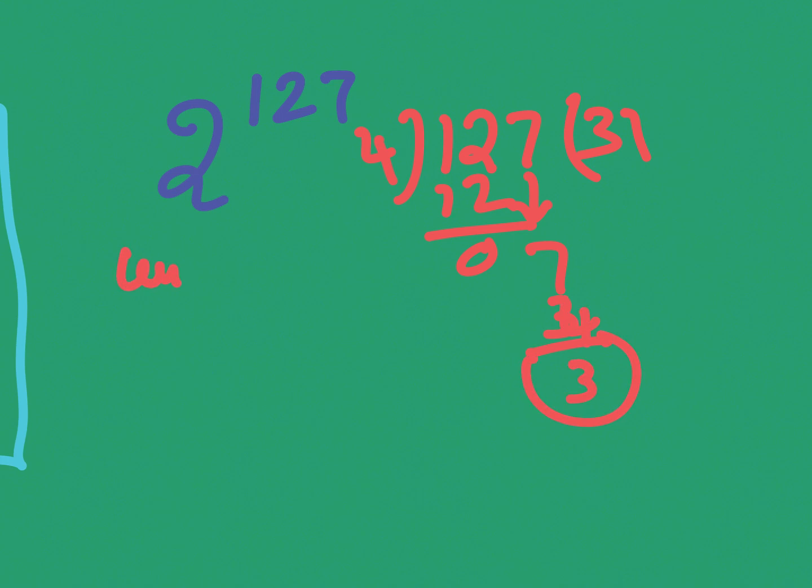Now, one example: 2 to the power of 127. 127 you can divide with the 4. 127 divided with 4. 4 3s are 12, remainder 0, and write down 7. 4 1s are 4, 3 remainder. 3 remainder means unit digit is 8.